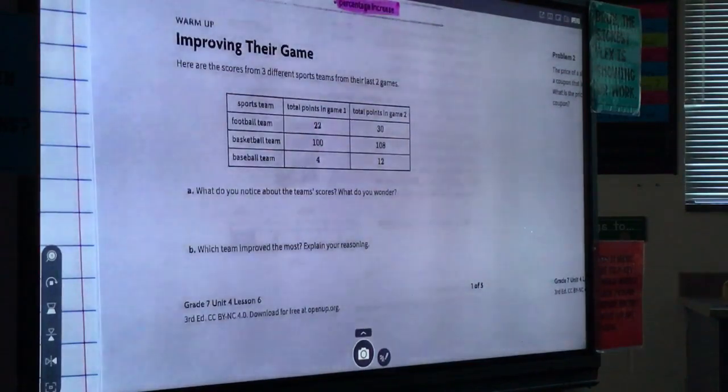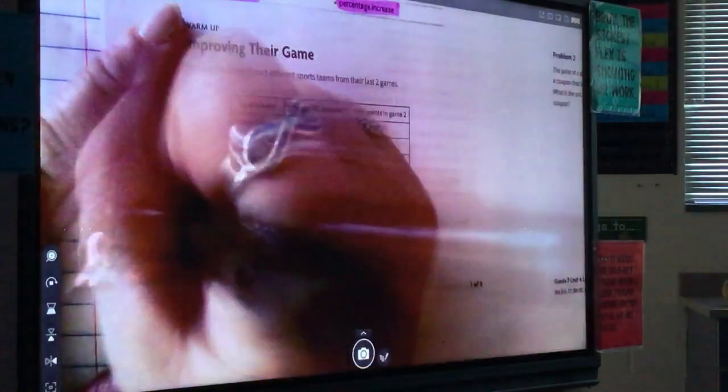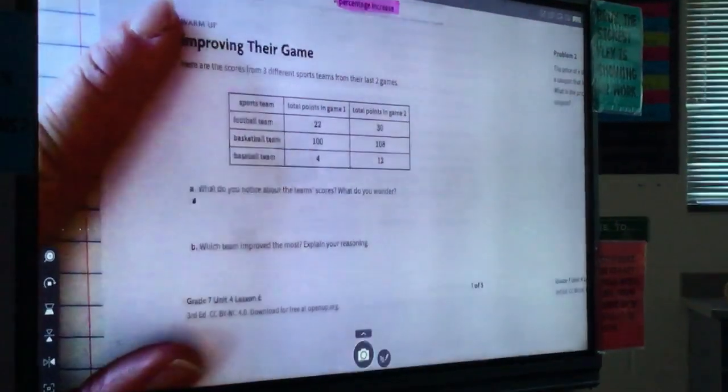All right. So with a notice and wonder, guys, there are no right answers and there are no wrong answers, because it's what you notice and what you wonder. Do not be concerned about, oh, I might have the wrong answer. That's not true. There is no wrong answer. There is technically no right answer either. It's just what you notice and what you wonder. So what is one thing that you noticed about these sports?